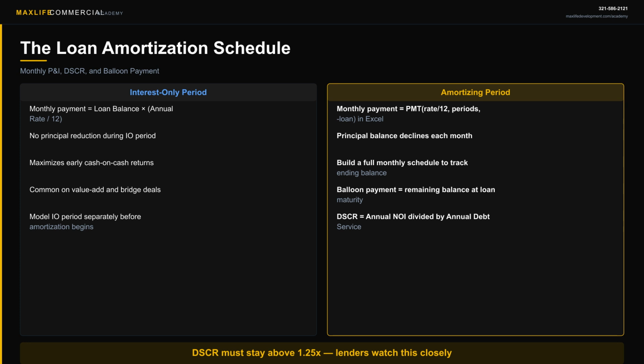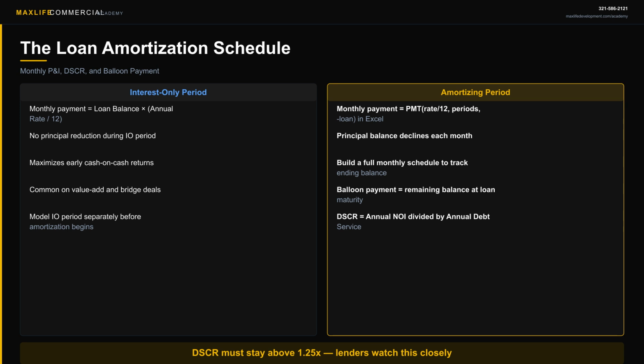Once the IO period ends and amortization begins, use Excel's built-in PMT function. The syntax is PMT of rate per period, number of periods, and negative loan balance. This gives you a fixed monthly payment.